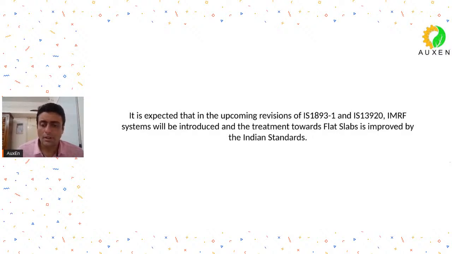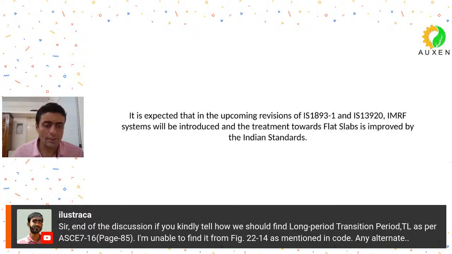All right. Mr. Sandeep is saying at the end of the discussion, if you kindly tell how we should find long time periods as per ASC 16, I am unable to find it. Any alternate? Oh, okay. I don't remember, because the last I used ASC 7 was almost 8 to 10 years back. He is asking about how to find out long period TN. I think it is given as 6 seconds, but I don't remember. I will have to check. Offhand, I would be unable to tell.